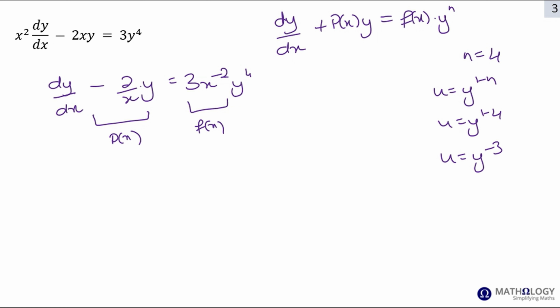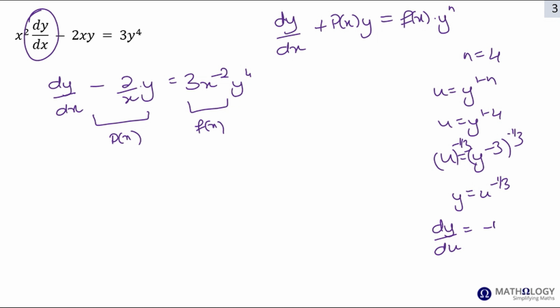Now I need to make y the subject of the formula here, so we're just going to raise both sides to the power of minus a third. So y equals u to the minus a third. We have this term dy/dx, so we're going to use the chain rule here to find an expression involving only u and x. So we're going to differentiate y with respect to u. So dy/du equals minus a third u to the minus a third minus 1, which is minus 4/3.